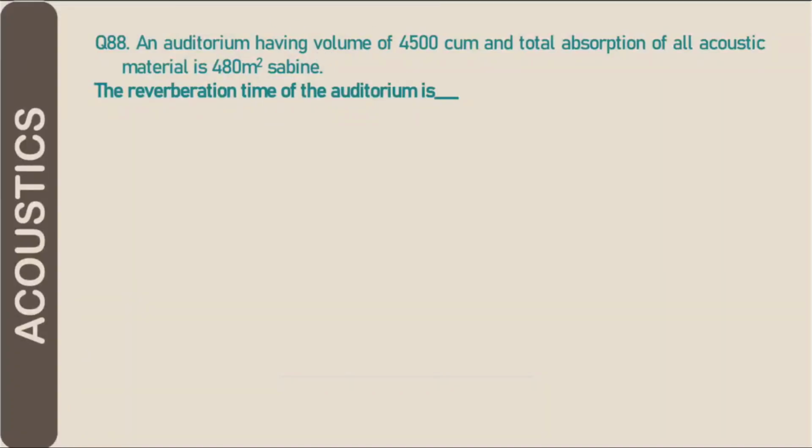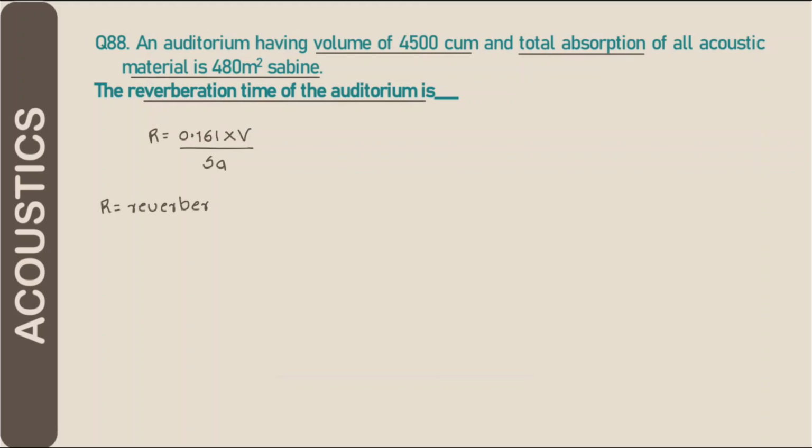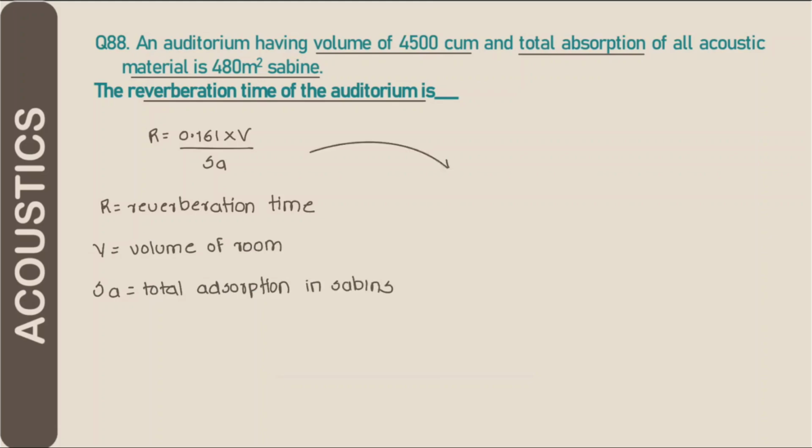An auditorium having volume of 4500 meter cube and total absorption of all acoustics material as 480 meter square sabine, the reverberation time of the auditorium is. We know that R is equal to 0.161 V divided by SA, where R is the reverberation time, V is the volume of room, SA is the total absorption in sabine. So R is equal to 0.161 into 4500 divided by 480, which comes up to 1.5 seconds.